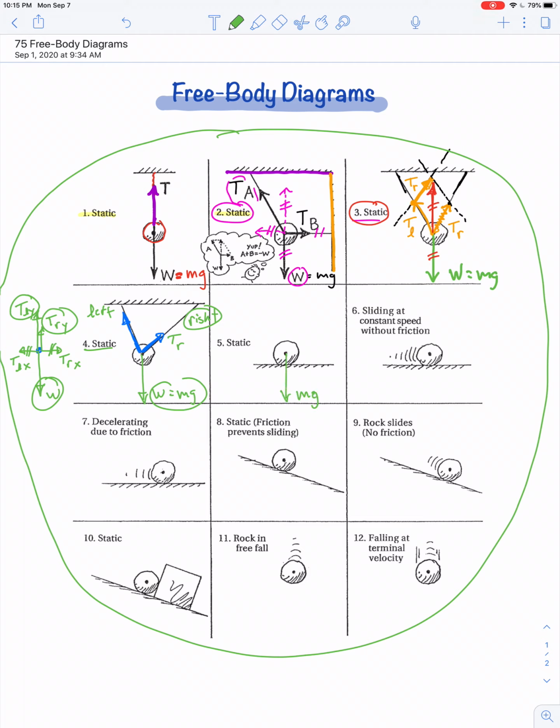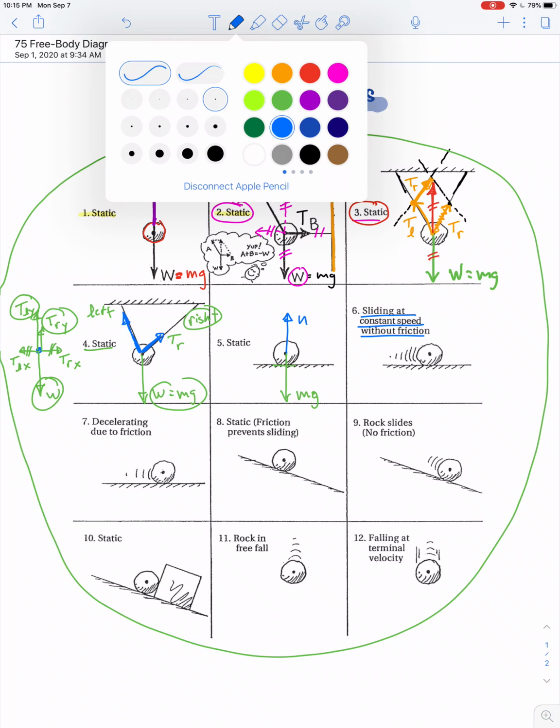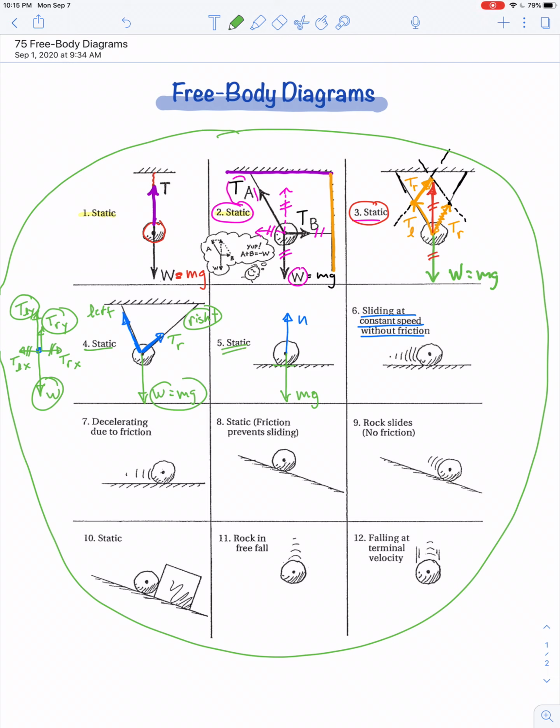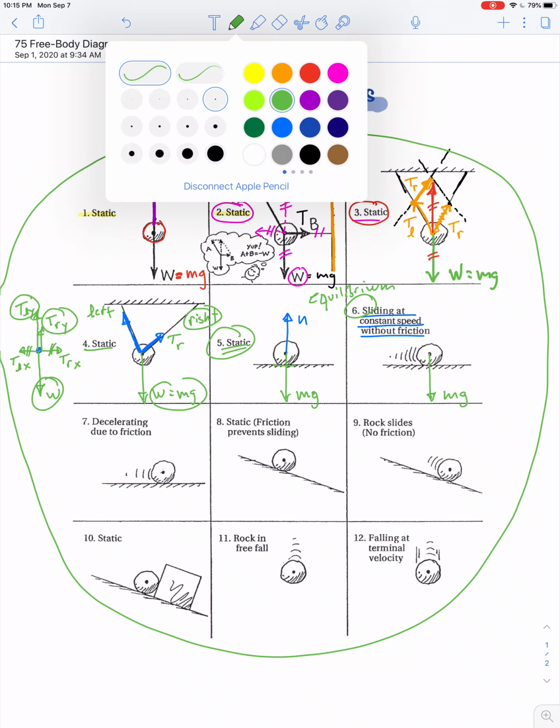The weight vector points down. There's contact, so there's a normal force that points up. Those two have to be of the same length. There we go. Sliding at constant speed without any friction. Well, there's no distinction between static, meaning at rest, versus constant speed. Those are both cases of equilibrium. So both case 5 and 6 should have the same free body diagrams. There's no difference when it comes to forces between staying at rest or moving with constant speed. However, motion with acceleration definitely requires an imbalance in forces.